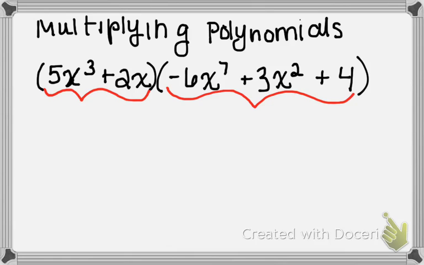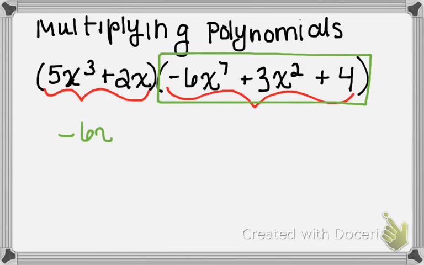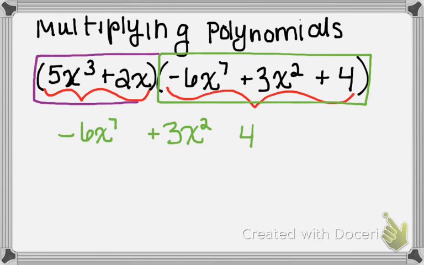So I'm going to start by writing any of them. I'm going to just use the second one first, and I'm going to list out all of the terms. So negative 6x to the 7th, and then I have a positive 3x squared, and then a 4. I'm going to do the same thing with the other polynomial here, the 5x cubed plus 2x, but I'm going to write those vertically.